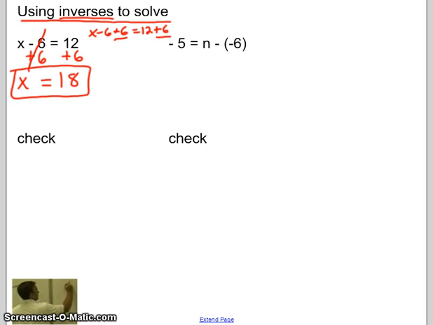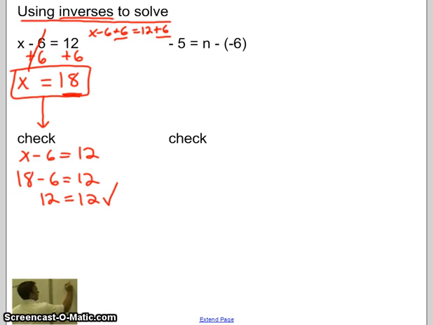Okay, and now what we're going to do, and what you should do, is check to see if your result is correct. I know the value for x is 18, so now I'm going to go back to my equation, and instead of writing x, I'm going to write 18, and check to see if I did it correctly. 18 minus 6 is 12, 12 equals 12, I'm good.